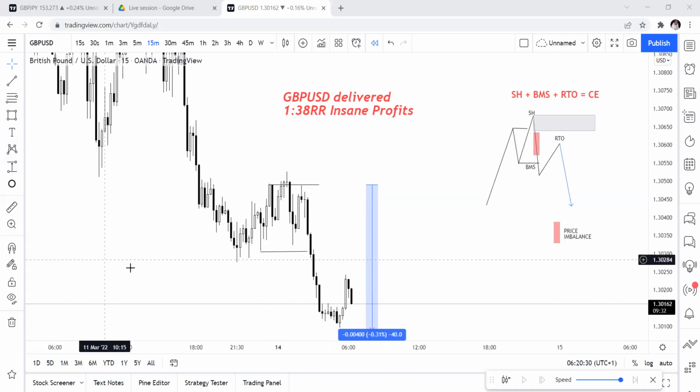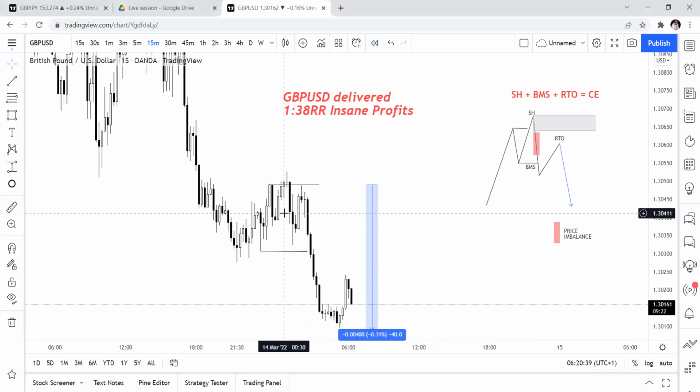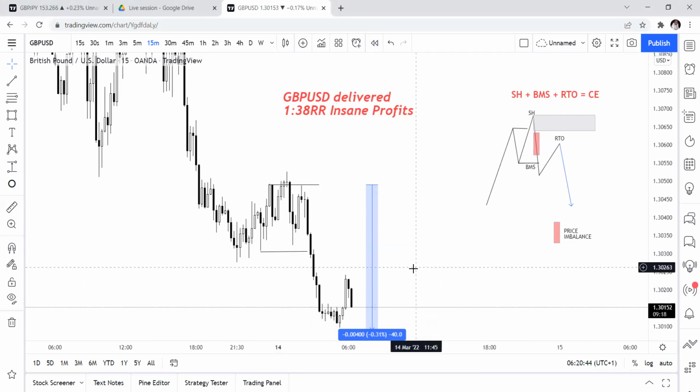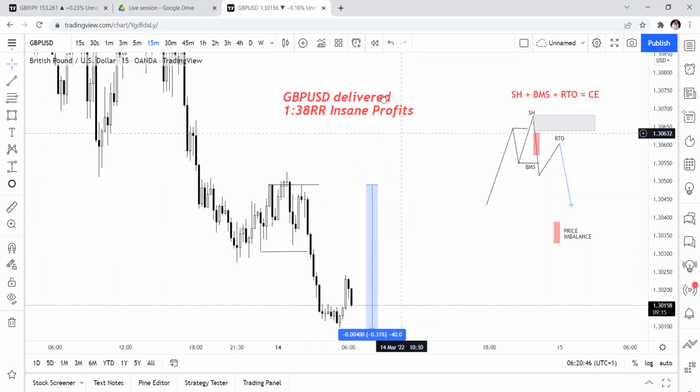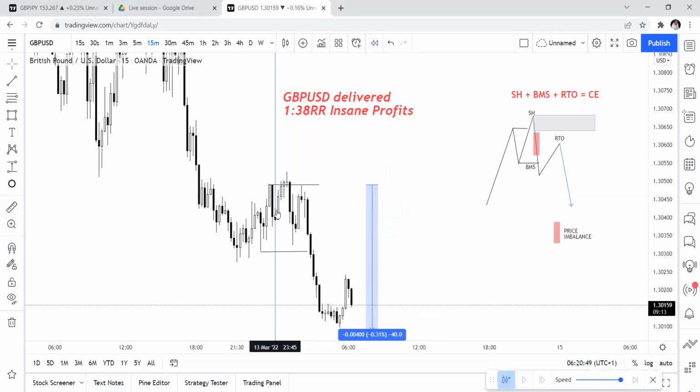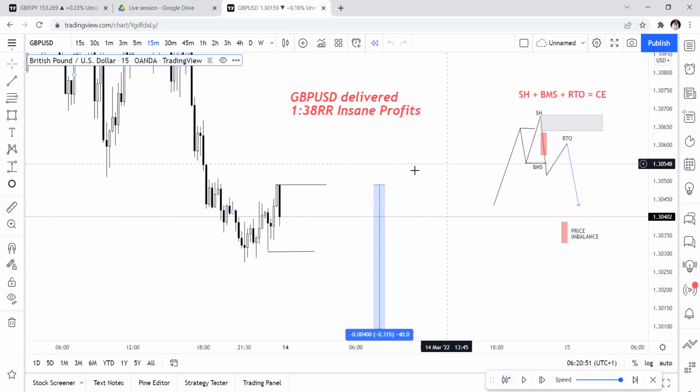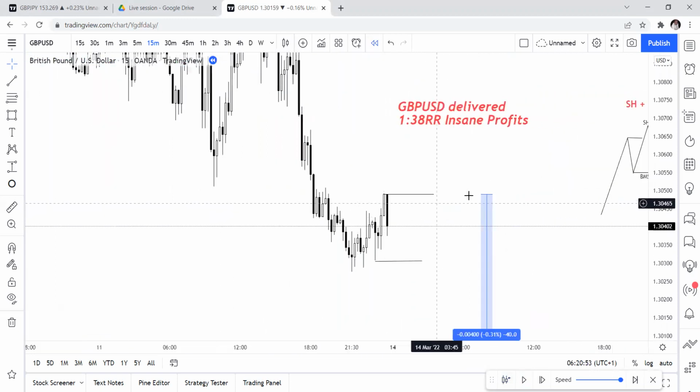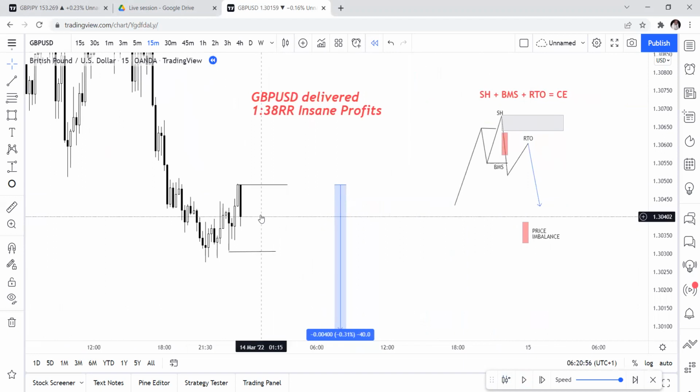So let me take this out, as it was fresh. Let me click this out. So let's imagine this is where we were, right? We discover our price range to be here, on 15 minutes.